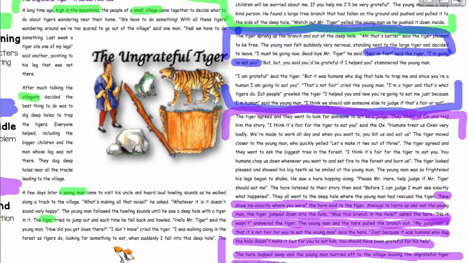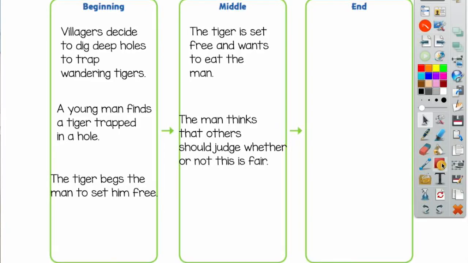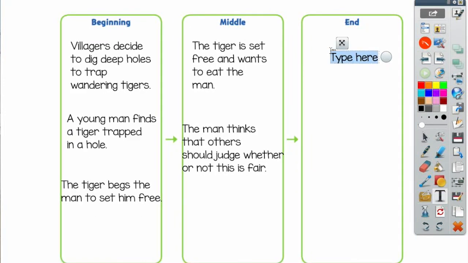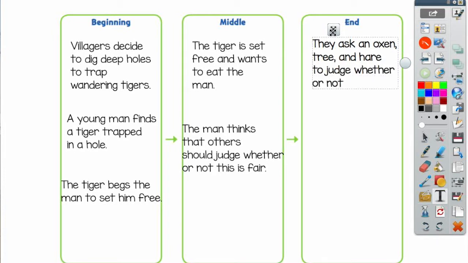So let's go back to our chart and let's fill that out. So we can say, they ask an oxen, tree, and hare to judge whether or not it is fair. We also want to include that the hare tricks the tiger into getting back into the hole.